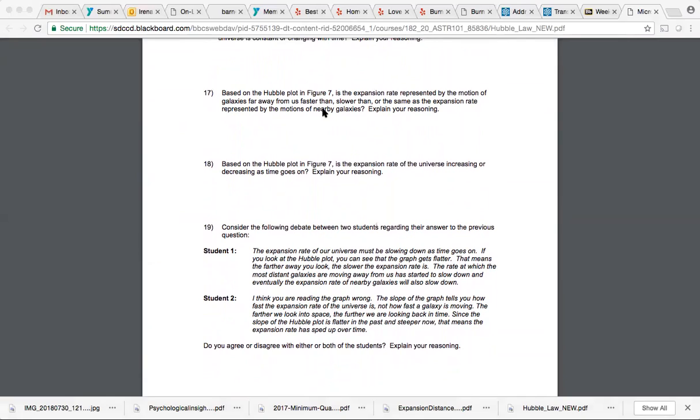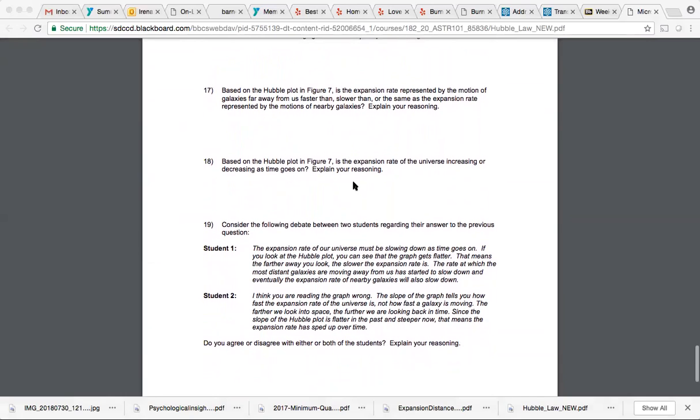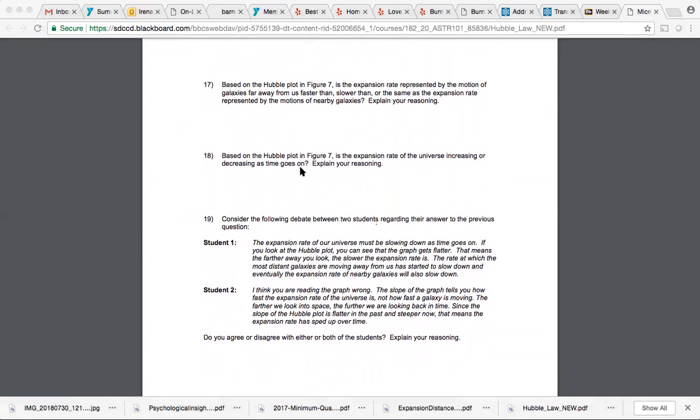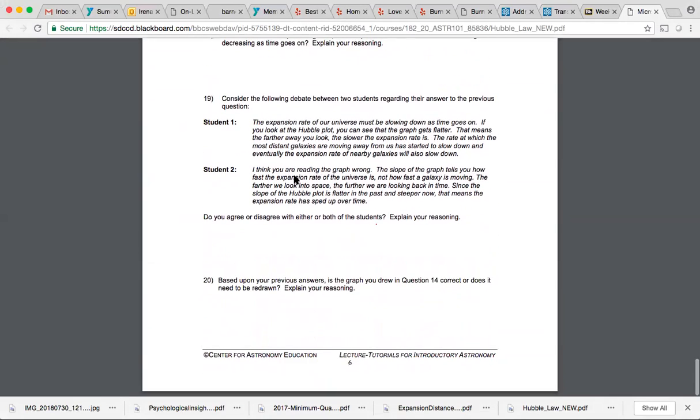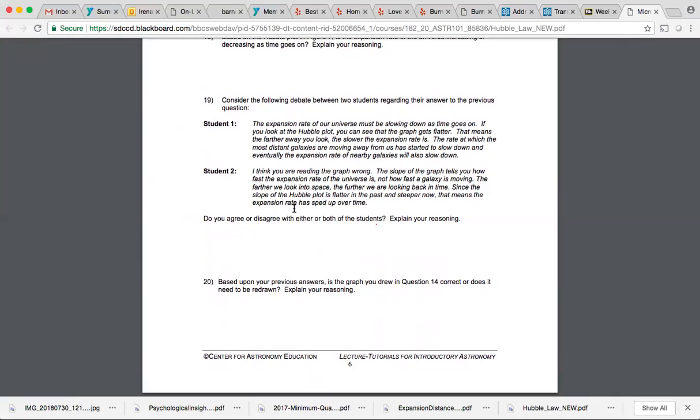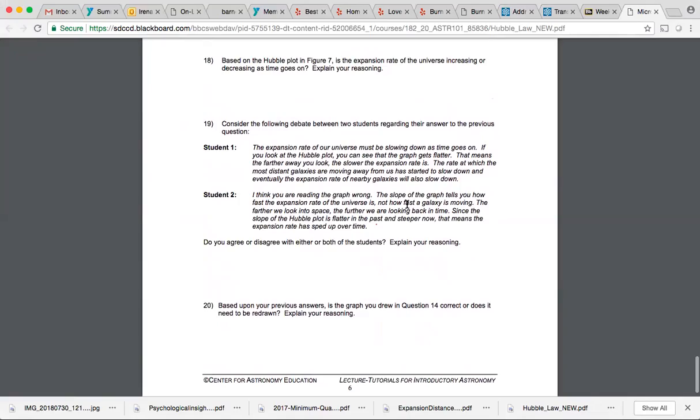So nearby galaxies, are they expanding faster than galaxies far away? Yes, very good. And this one you already answered. So what is happening with the expansion rate as time goes on? It's increasing over time. We're expanding. Very good. And which student is correct? Student 2? Yes. The farther we look into space, the farther we are looking back in time. Since the slope of the Hubble plot is flatter in the past and steeper now, the expansion rate has sped up over time. So student 2 is correct.